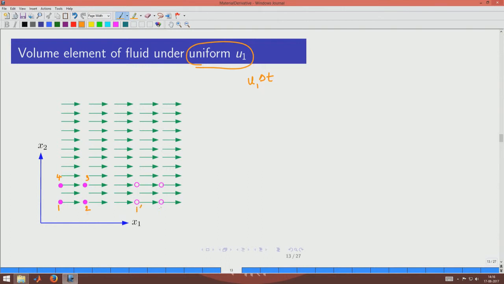2 will go to 2 prime here, 3 will go to 3 prime here, and 4 will go to 4 prime. The distance by which the 4 points are translated in the plus x1 axis is constant for all the 4 points, and that is given by u1 delta t, which means that a volume element with a particular shape is going to only translate along the x direction, and the shape does not change. You can see that under the uniform velocities, the shape of the CV does not change.